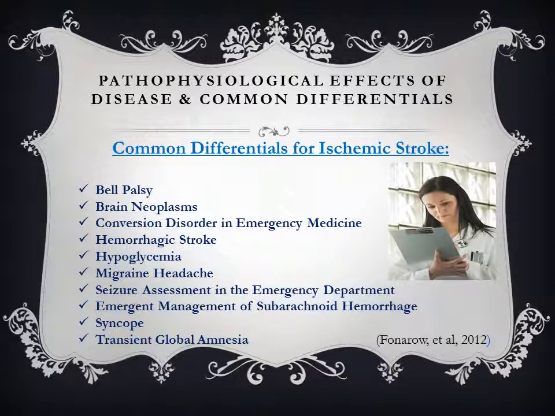Common differentials for ischemic stroke are based on the signs and symptoms that are presented by the patient. This includes Bell palsy, brain neoplasms, conversion disorder in emergency medicine, hemorrhagic stroke, hypoglycemia, migraine headache, a seizure assessment in the emergency department, emergent management of subarachnoid hemorrhages, syncope, and transient global amnesia. This is why further testing is important.